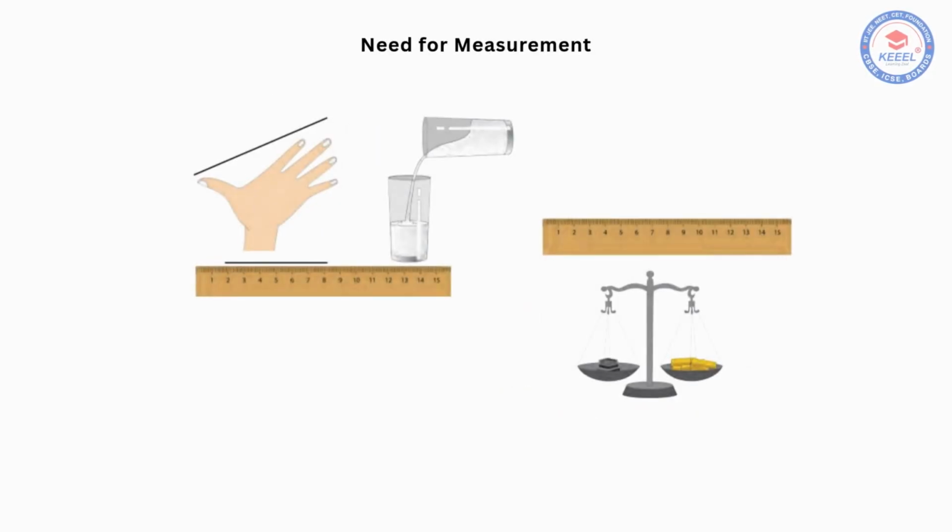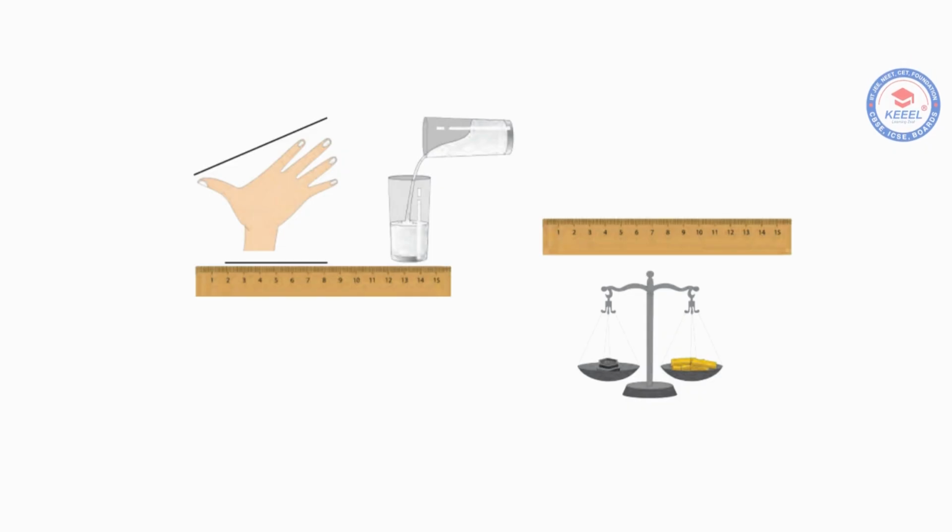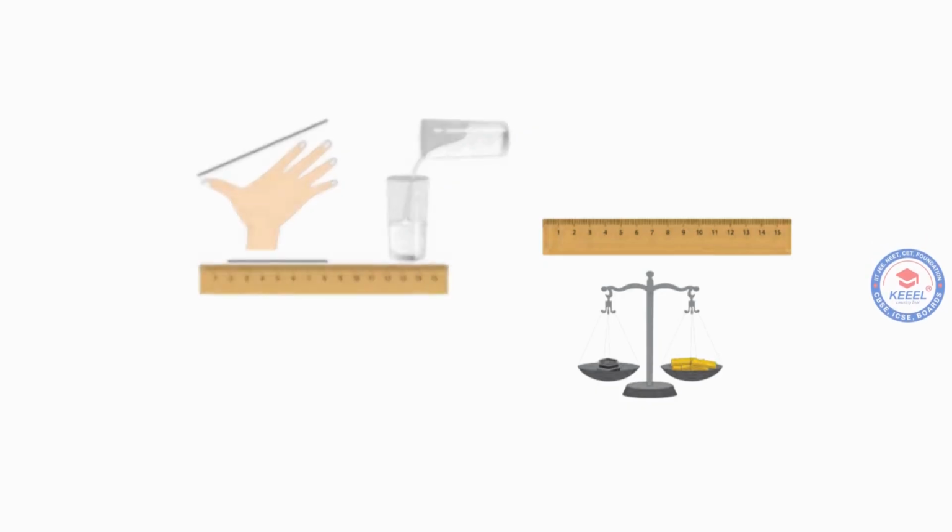Need for measurement. Why do we need to measure things? Let's think about it. A tailor needs to measure cloth. A doctor needs to check your body temperature. A scientist needs to record the speed of an object. Without measurement, there would be confusion and mistakes. That's why accurate measurement is important in every field, from cooking to construction to science.